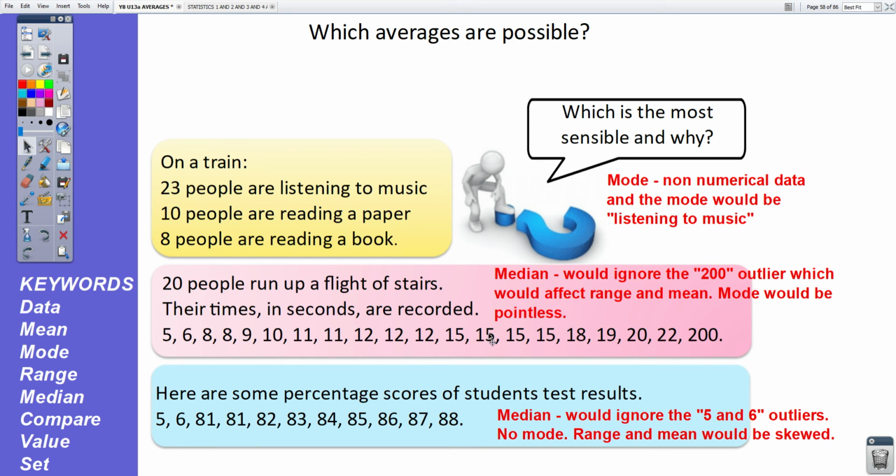So the median value, the one bang in the middle somewhere here, would be the most sensible average to take, because it gets rid of the extremes.